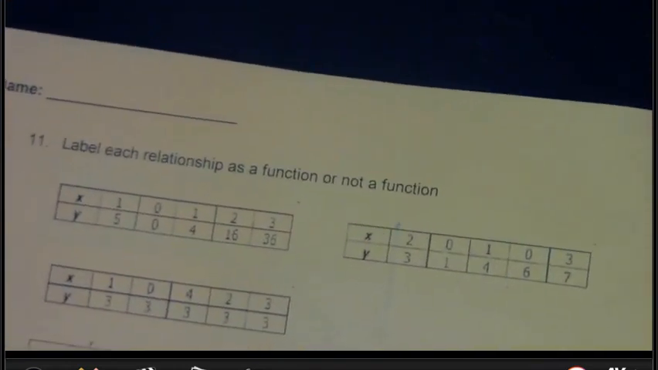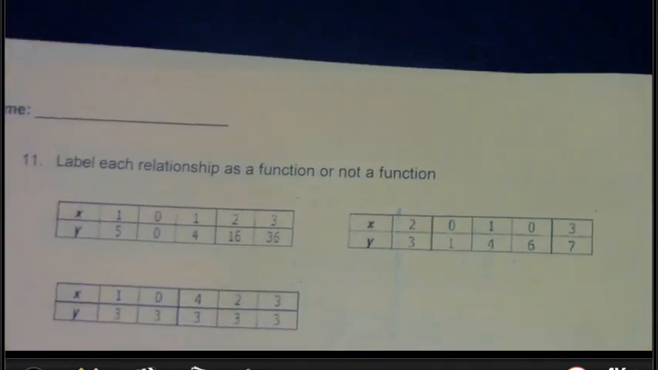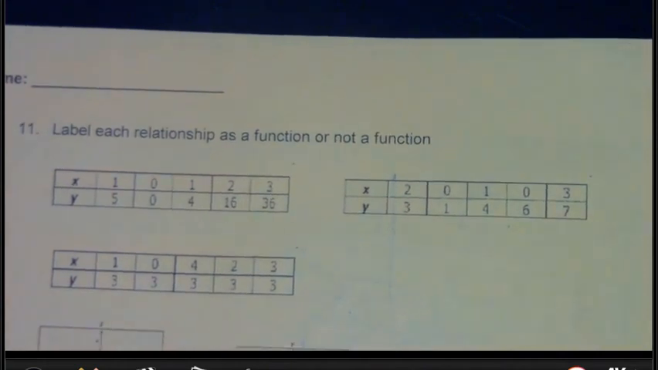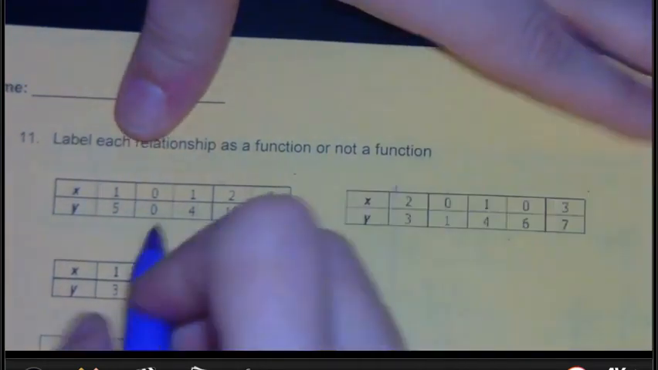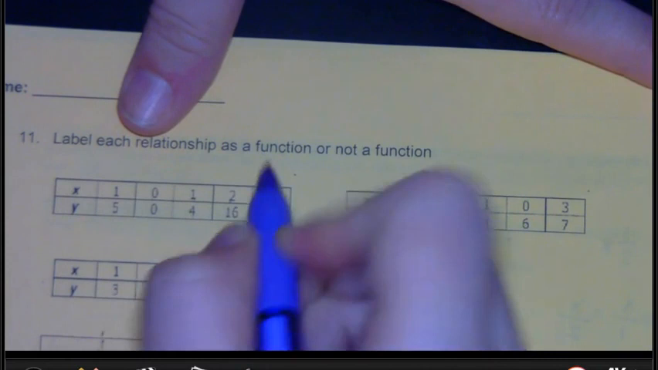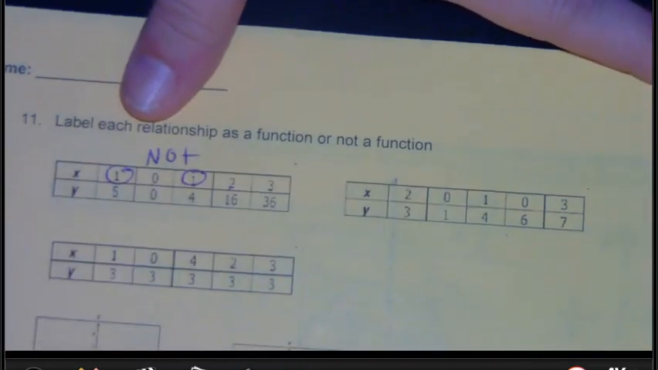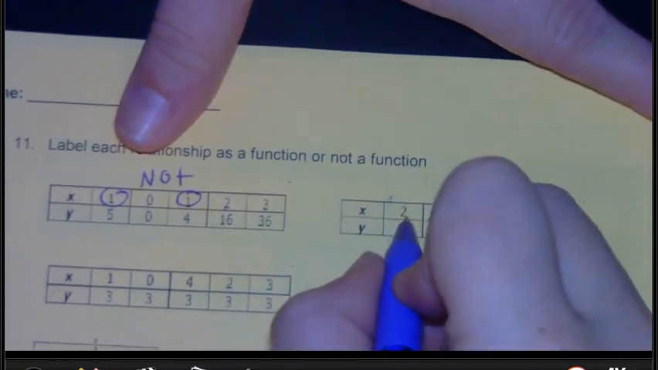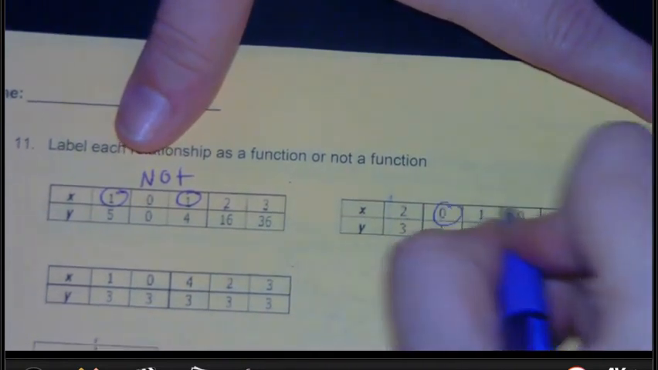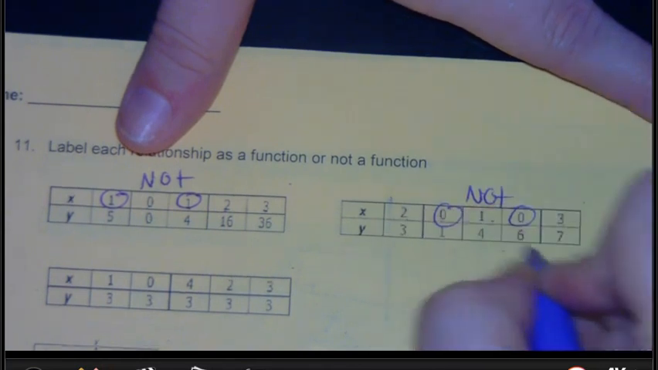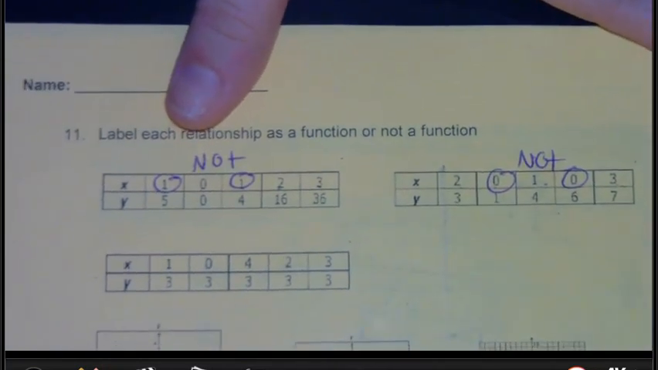All right, so here we go. We need to label each relationship as a function or not a function. Remember, to be a function, each x has to have exactly one y. So I see 1, 0, 1, 2, 3. Well, this one is not a function because I have 2 positive ones going to 2 different x's. 2, 0, 1, 0, 3. This one here is also not a function. Even though it's 0, 0 is still considered a number.